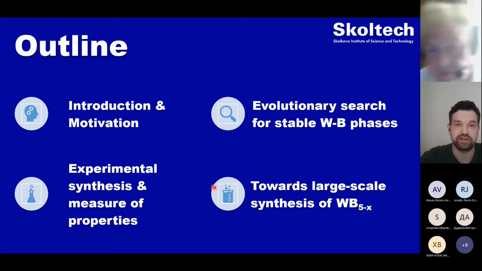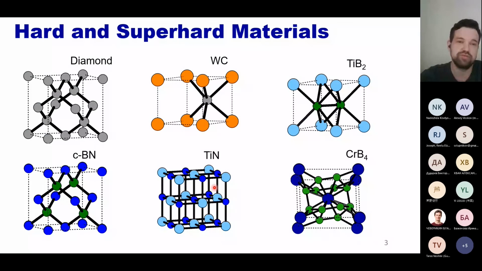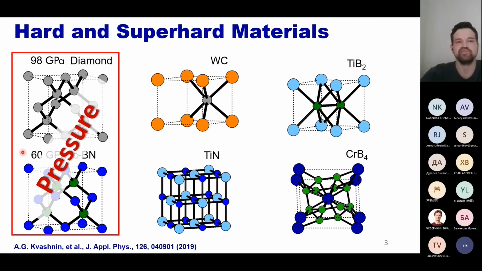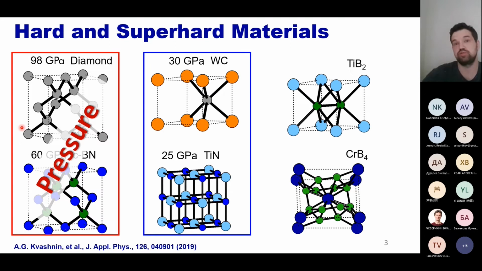new promising material. As you know, there are several types of hard and superhard materials, and the highest hardness belongs to diamond, single crystal diamond, and then cubic boron nitride with a hardness of 60 GPa. But the main disadvantage of these materials is that they require high pressure in order to be synthesized. Then we can move to another class of materials, which includes tungsten carbide and titanium nitride and other carbide and nitride compounds.